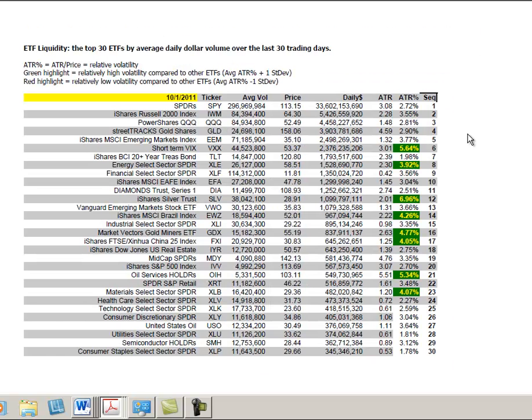ETF top 30 based on liquidity, average daily dollar volumes. Silver has slid down to position number 12. Gold is in 4th position. Those that are highlighted in green are the ones that are exceptionally volatile intraday, and thus make good intraday trading targets because of the combination of liquidity and volatility.